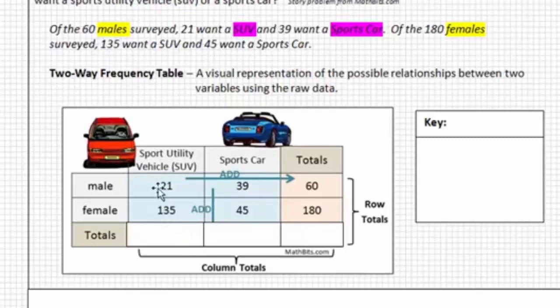how many total people wanted an SUV? So we're going to add 21 to 135. I'll give you a moment to do that. And then we wanted to know how many total people, regardless of gender, wanted a sports car. We would add that down and put that total here. And how many total people were we surveyed?